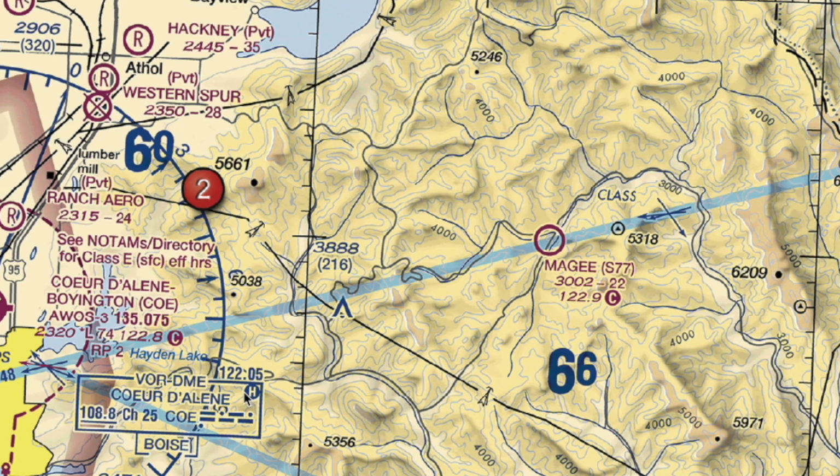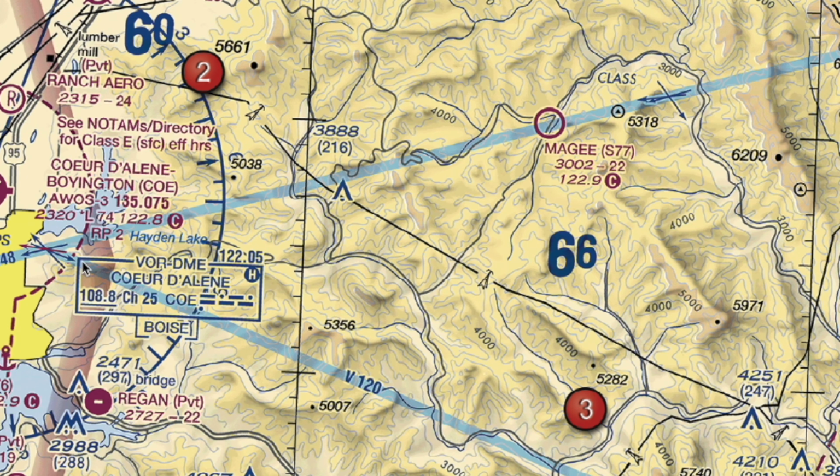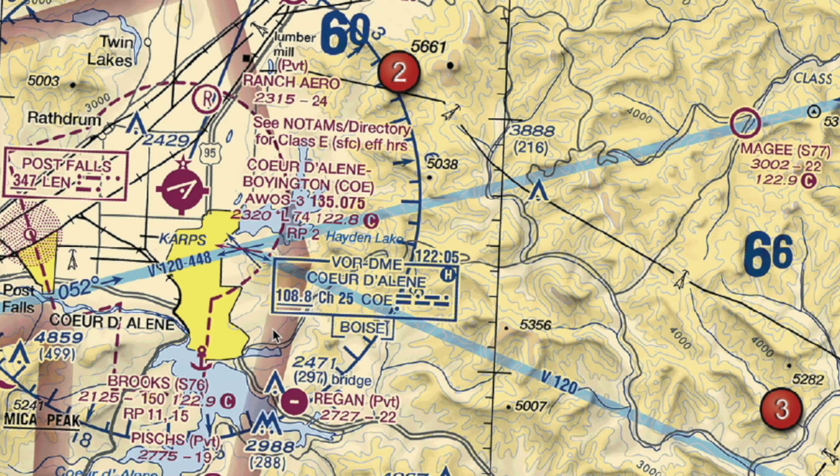A lot of you have been on my website and you already know this answer. Class E airspace that begins at the surface will always be a dashed magenta line around an airport because it begins at the surface, and you must have ATC authorization when you are flying in Class E airspace that begins at the surface.